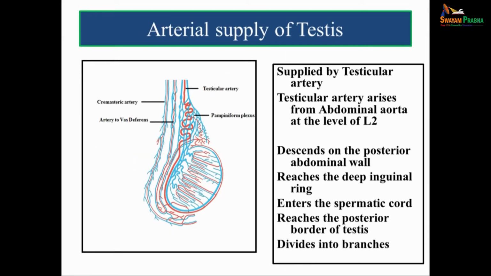Now, we move on to the blood supply. We have to know the arterial supply and also the venous drainage of the testis. The arterial supply of the testis is mainly by the testicular artery. In this picture you can see the testicular artery. The testicular artery arises from the abdominal aorta at the level of L2. It descends on the posterior abdominal wall, reaches the deep inguinal ring, then enters the spermatic cord, then reaches the posterior border of the testis, where it divides into branches.